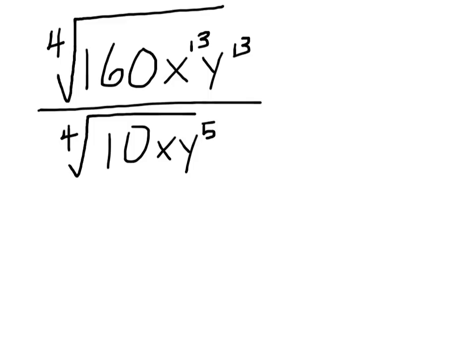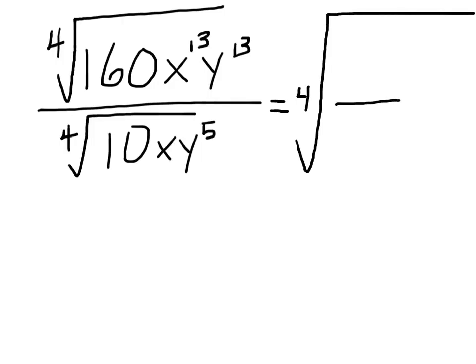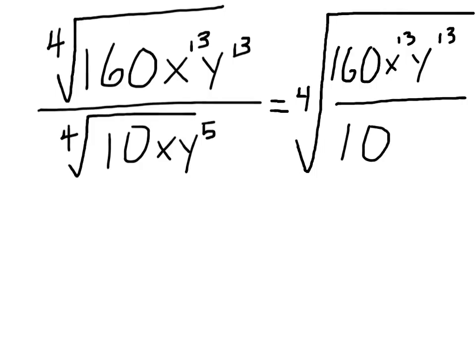Okay, so we're going to simplify this, and we know that we can take these two separate ones and make them all into one big one, like this, and call it fourth root. And then on the top is the 160, x to the 13, y to the 13. And on the bottom is the 10x, y to the 5th. Okay.